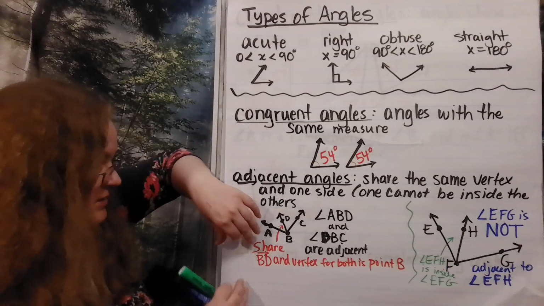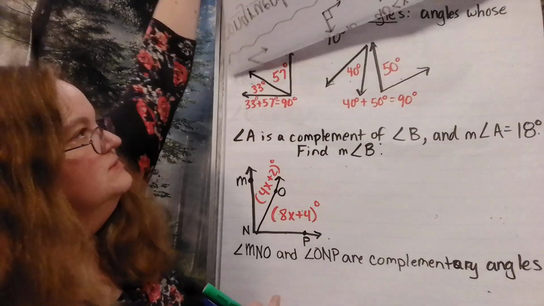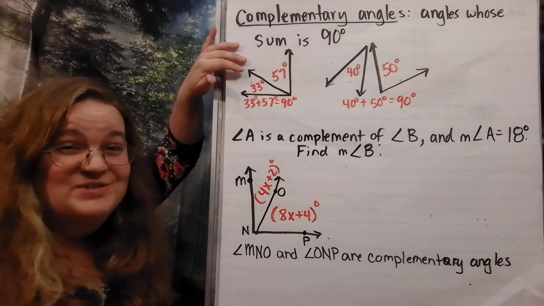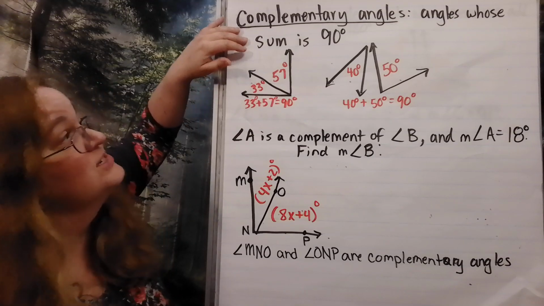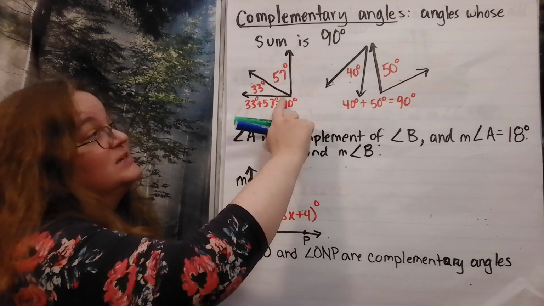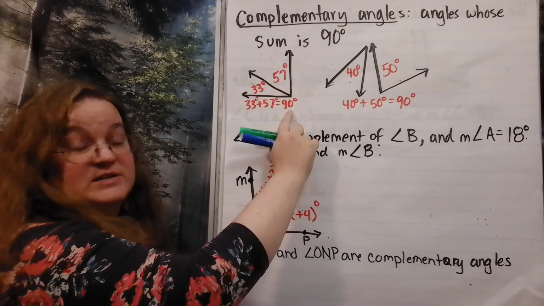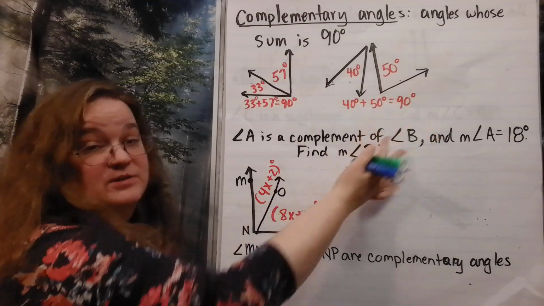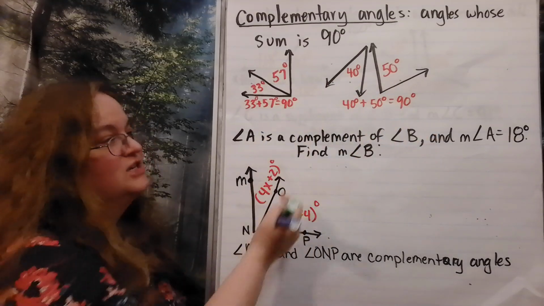Okay, so let's look at some of those angle relationships. Start with complementary angles. Their sum is going to be 90. Now, they may be adjacent angles like this, the 33 plus 57 is 90, or they could be just two angles that when you add them together are 90. So they don't actually have to be adjacent.